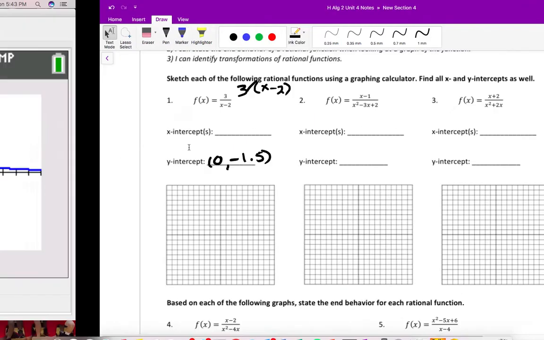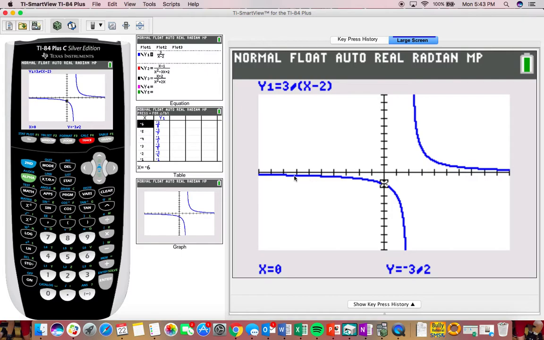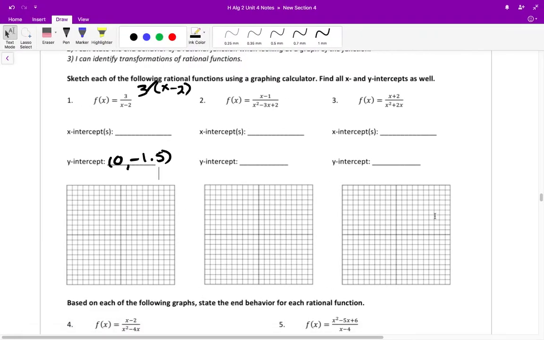Now, as far as x-intercepts, notice that while the graph approaches 0, it never actually reaches 0. In fact, it will never reach 0. This is an example of a horizontal asymptote, meaning that the graph is going to approach 0 as it goes towards infinity and negative infinity, but it will never actually reach 0. So, for x-intercepts, this one actually will have none.